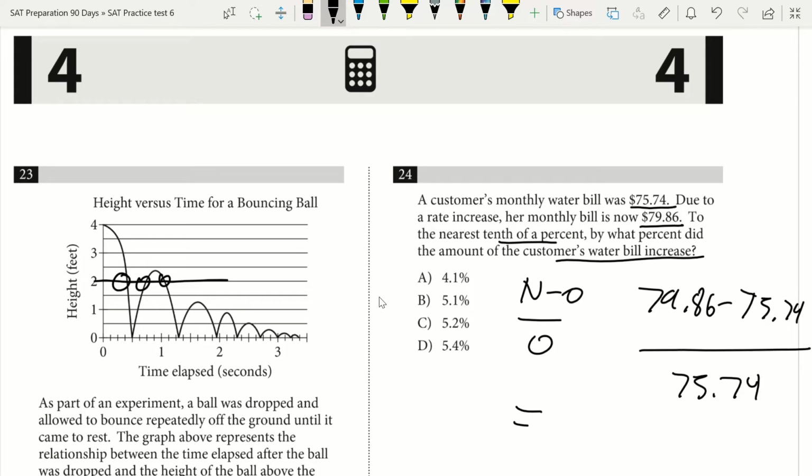79.86 minus 75.74. That's going to give me 4.12. I divide that by 75.74, and that's going to give me 0.0543. Keep in mind, I have to multiply this by 100 to get it as a percent. So when I multiply by 100 to get it as a percent, I'm going to get 5.4% because I'm rounding to the nearest tenth. So my answer there is going to be D. Okay, so 24, the answer to that one is going to be D.